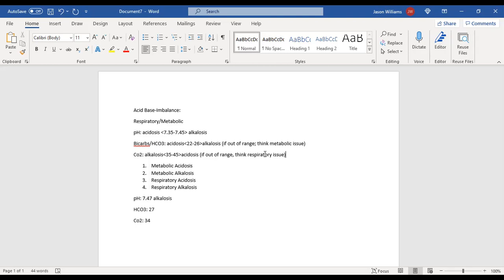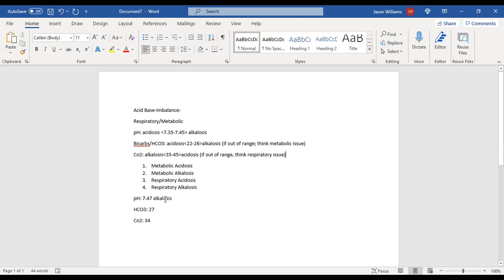But again, with the CO2, when we are breathing, we are exhaling CO2. CO2 is a body waste. So we're exhaling CO2. When we breathe in, we're breathing in oxygen for gas exchange. When we expire, we exhale CO2.